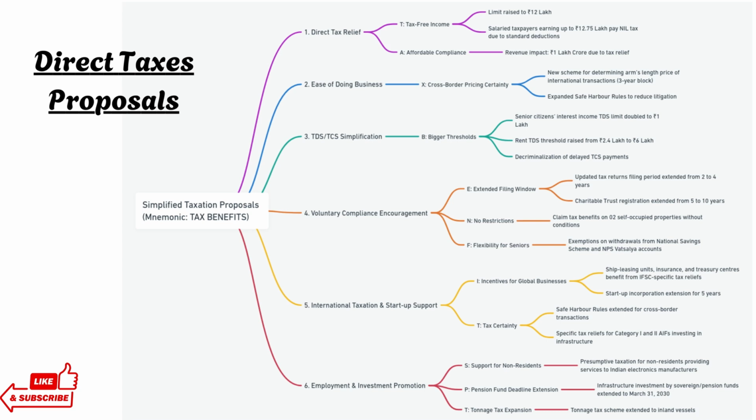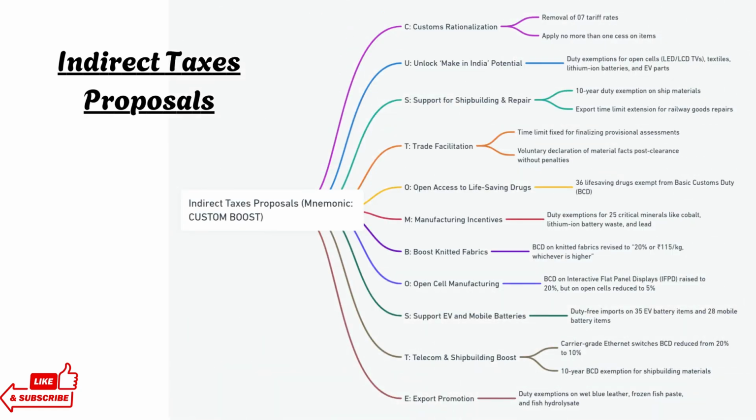businesses, promoting voluntary compliance, and boosting international investment. The message is clear: less tax burden, easier compliance, and more economic growth. Dosto, we've reached the final part of the Union Budget 2025 to 26, and trust me, indirect tax proposals are a game changer. Whether it's supporting domestic manufacturing, exports, or promoting India as a Make in India hub, the indirect tax reforms cover it all.